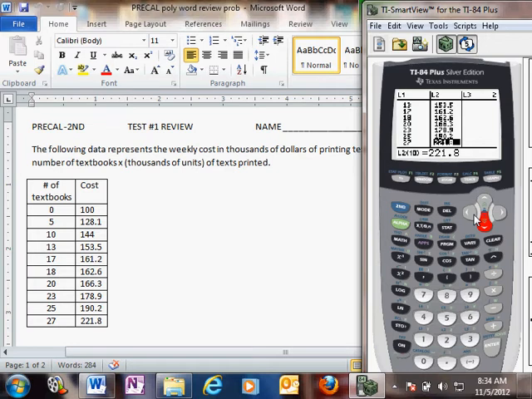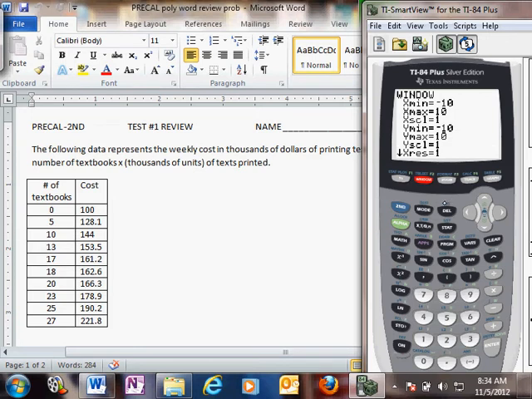Before I do anything else, I want to adjust my window. Go to the window, and this is a part where a lot of people are confused, and I'm really not sure why. Pay close attention. These are my X values. These are my Y values.